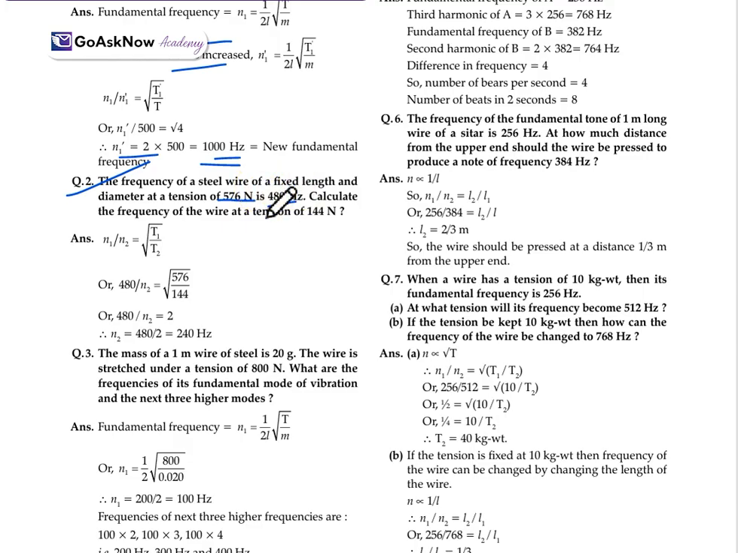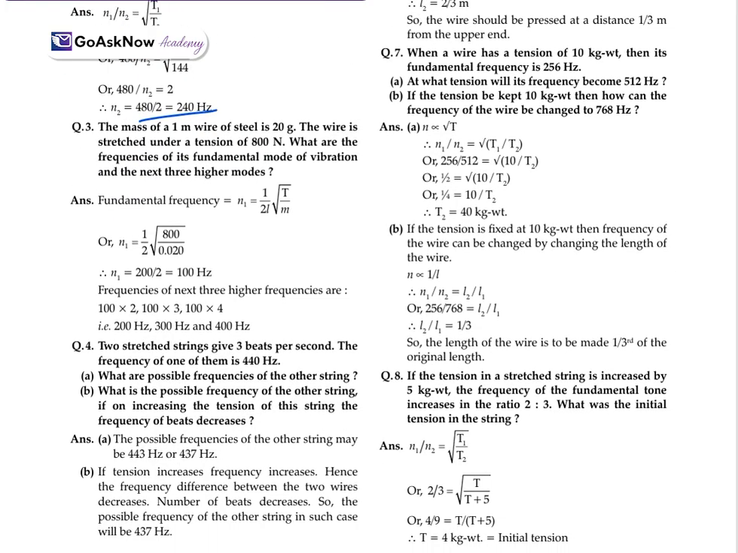Then calculate the frequency of the wire at a tension of 144 Newton. So the ratio is N1 upon N2 equals the square root of T1 upon T2. We substitute the values and we get the other value, N2, which equals 240 Hertz.